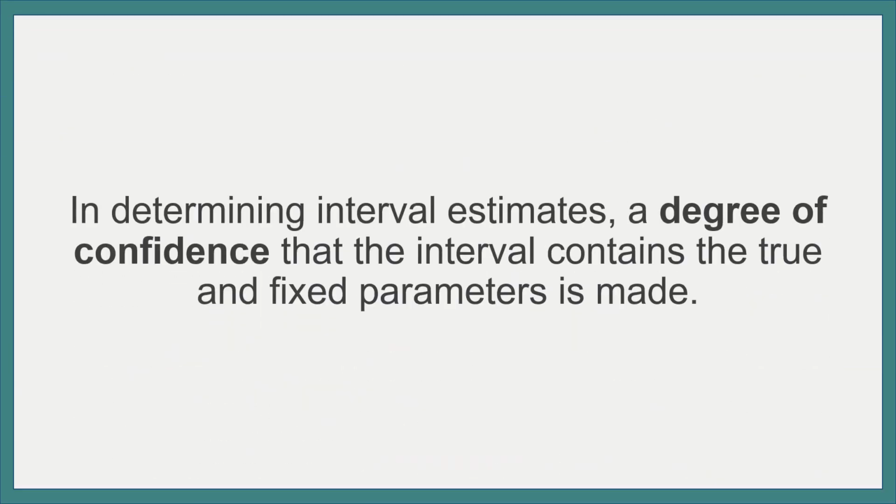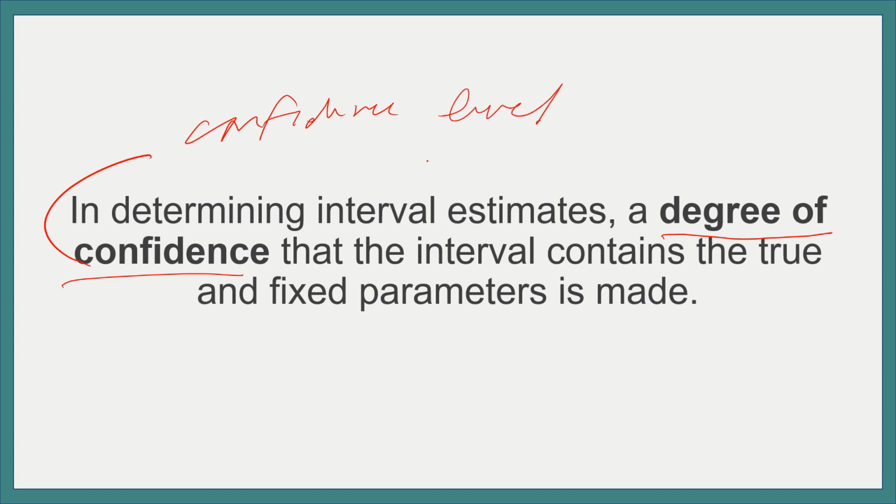So in determining interval estimates, a degree of confidence that the interval contains the true and fixed parameter is made. Therefore, we need to provide the value of the degree of confidence. This degree of confidence is also known as the confidence level. Confidence level is one of the factors which affects the confidence interval. Later on, in the last part of this video, we will know how this confidence level affects the confidence interval.